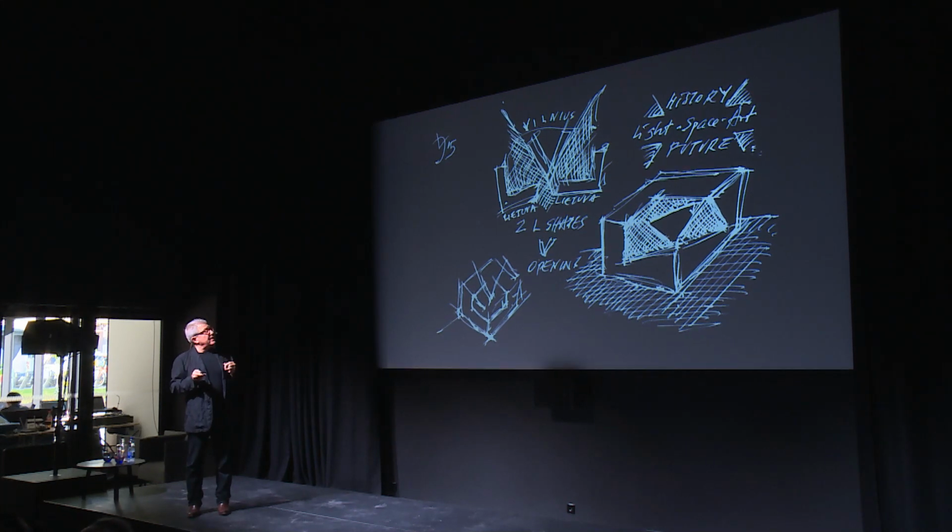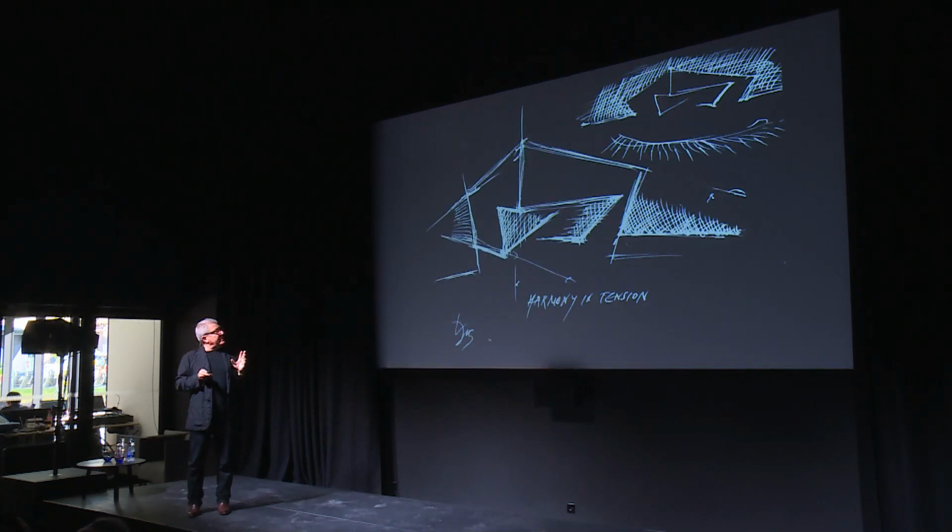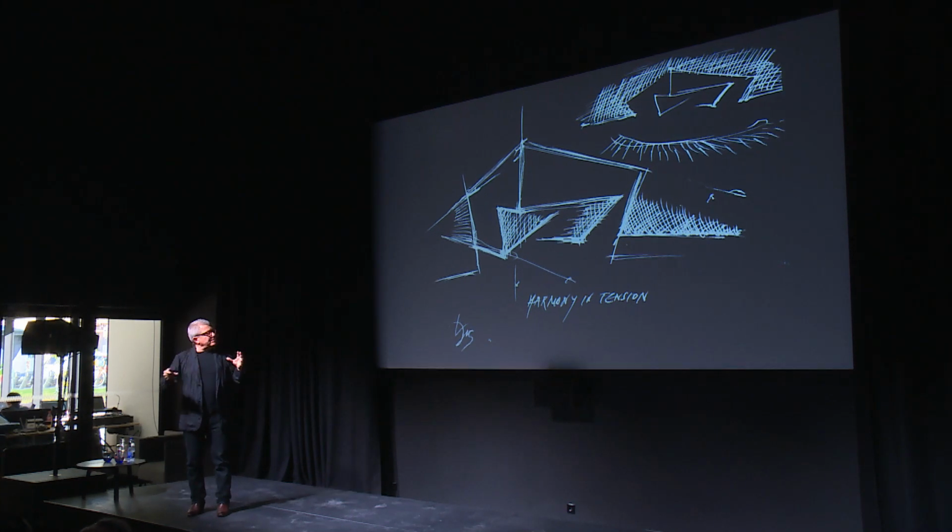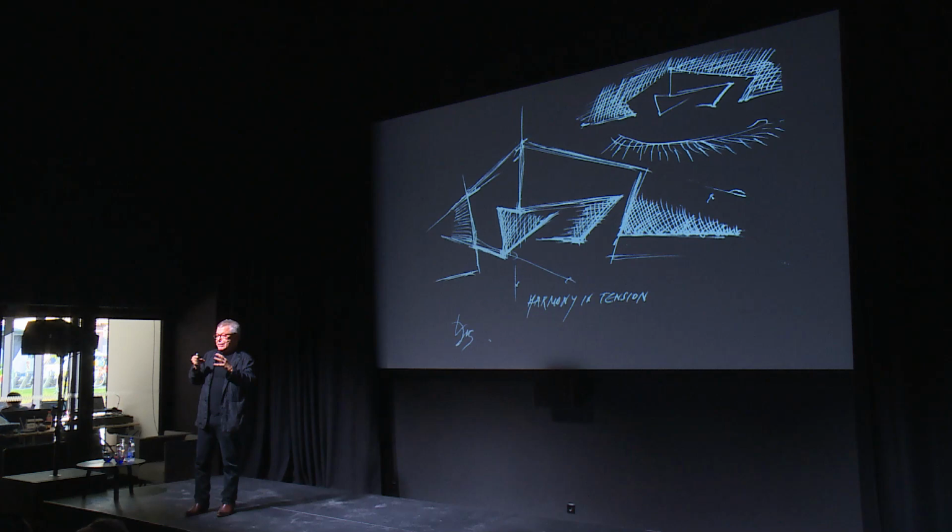This is some of my first sketches about the building itself, how to create a kind of harmony that relates to the traditions of Vilnius, to the classical architecture of Vilnius, the materials of that architecture, but at the same time to create harmony in tension with art, so that there is a dialogue between art and the city.